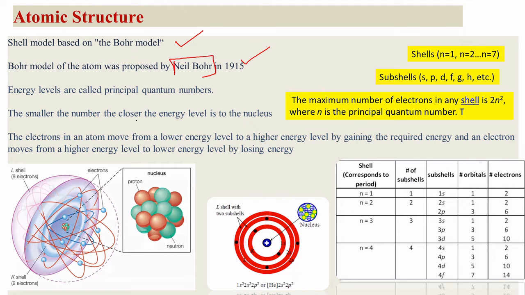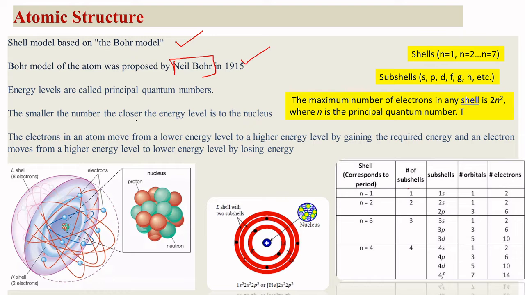Each shell has subshells, and each subshell has orbitals. Each orbital has 2 electrons, and the 2 electrons have opposite spin. One electron rotates forward, the other rotates backward. Every orbital has 2 electrons.